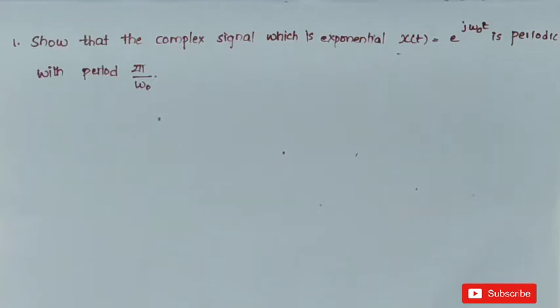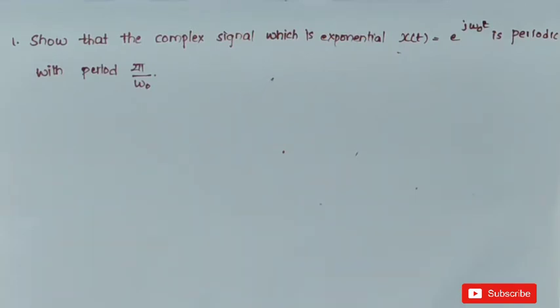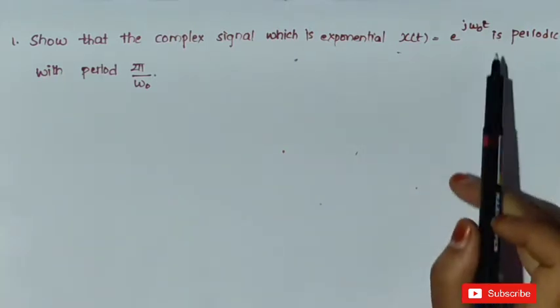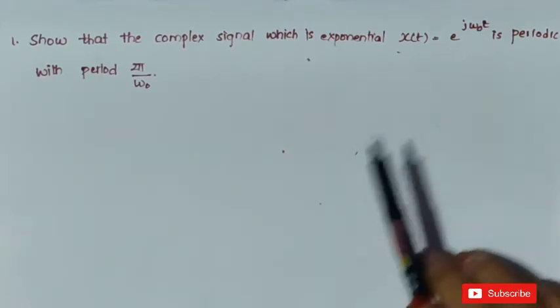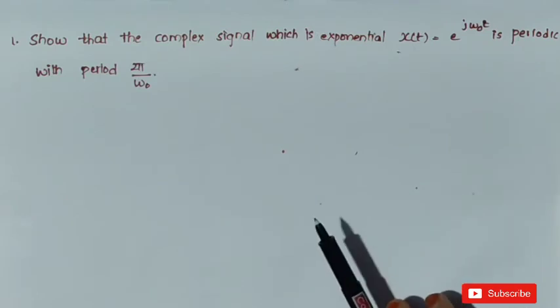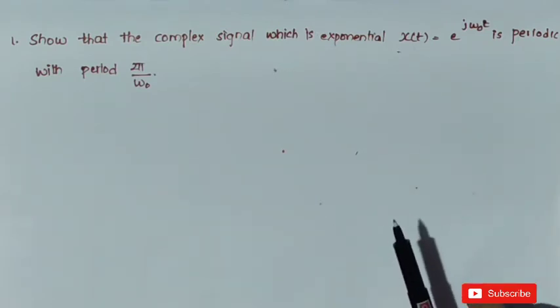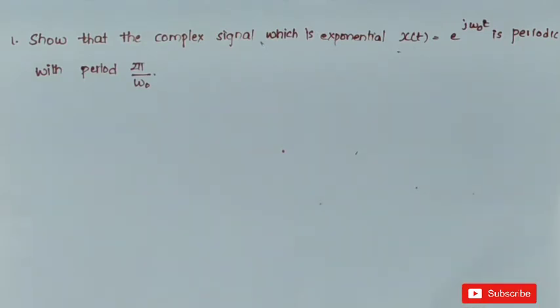Here it is given: show that the complex exponential signal x of t is equal to e power j omega naught t is periodic with period 2 pi by omega naught. It is given that x of t equals e power j omega naught t is a periodic signal. So the period of the signal is 2 pi by omega naught. We have to prove that.